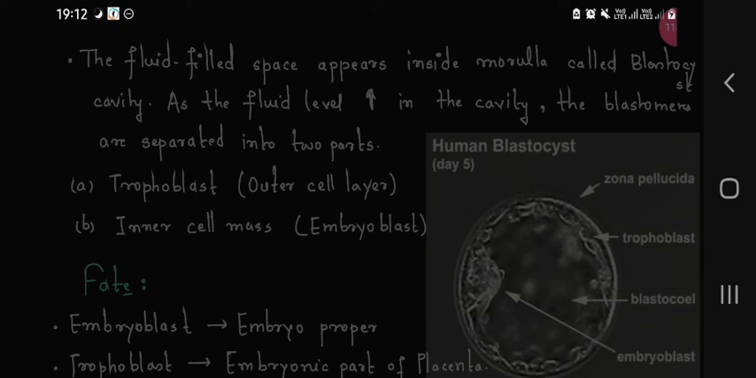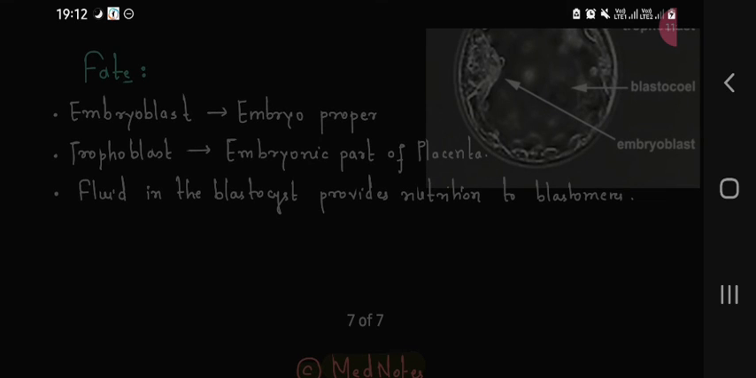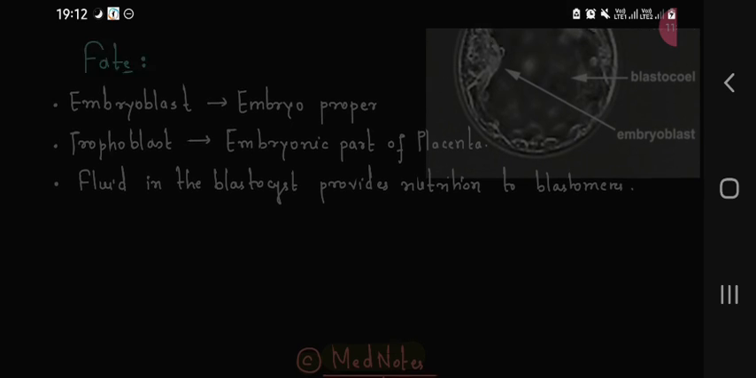Zona pellucida, trophoblast, blastocele, embryoblast. Fates: embryoblast forms embryo proper, trophoblast forms embryonic part of the placenta. Fluid in the blastocyst provides nutrition to blastomeres.